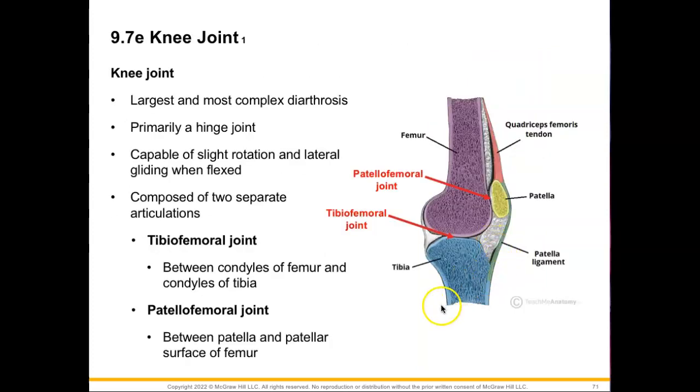Now on to our knee joint. This is the largest and most complex diarthroses joint, and it's primarily a hinge joint, although we do have some other slight rotation movements and lateral gliding when the knee is flexed. And we have two separate articulations here. We have our tibiofemoral joint that's taking place between the condyles of the femur and the condyles of the tibia here. And then we have our patellofemoral joint that takes place between our patella and that patellar surface of the femur.